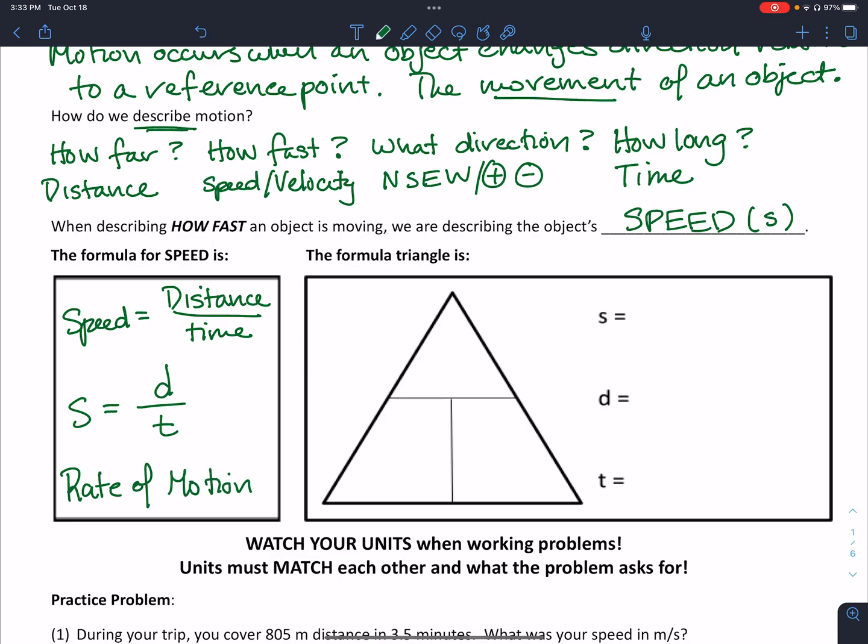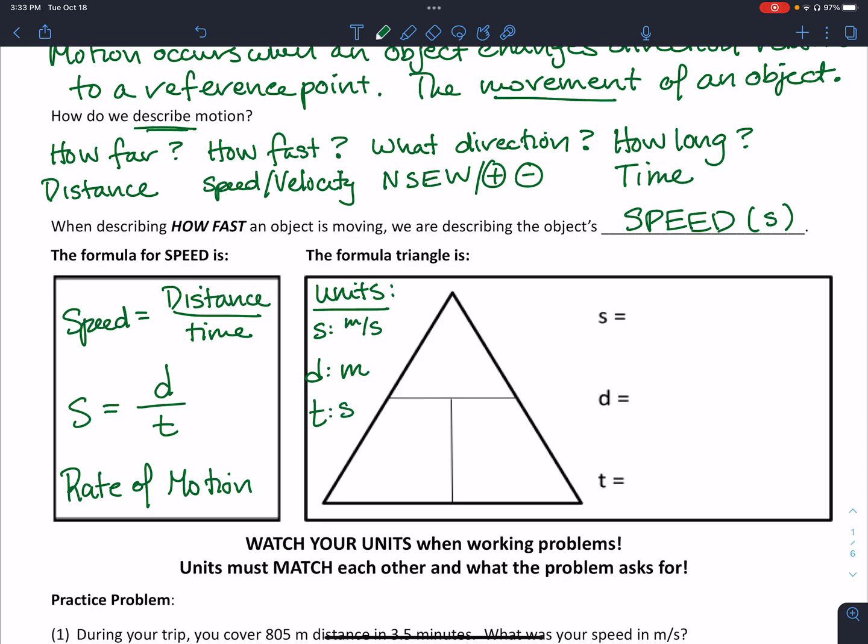If we think about it in terms of units, speed should always have units of meters per second. We're in the metric system here because we're talking science, and we tend to be in meters when we talk about this motion. Which means distance must be in meters and our time must be in seconds.